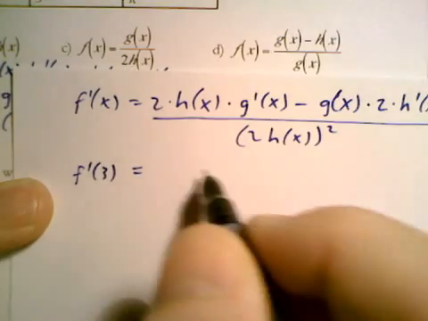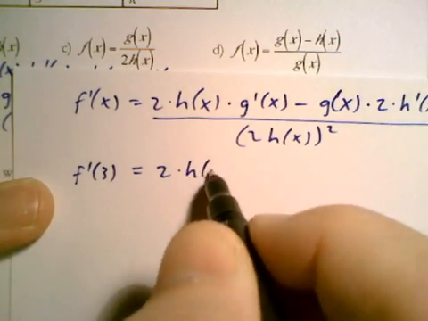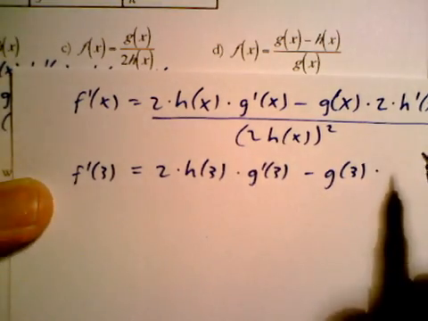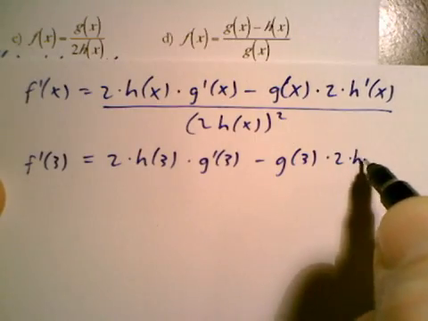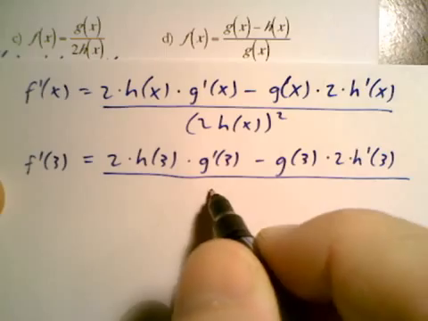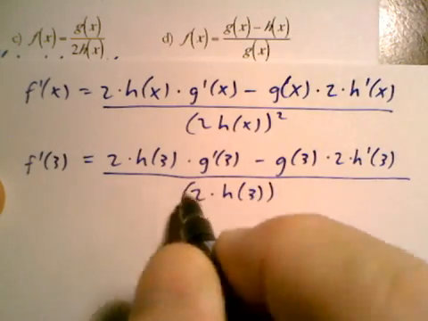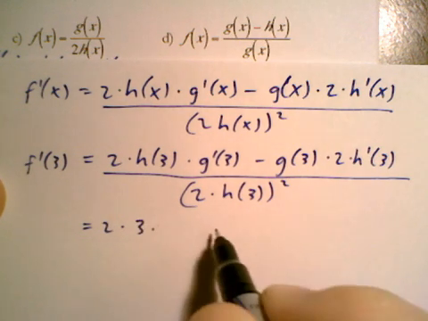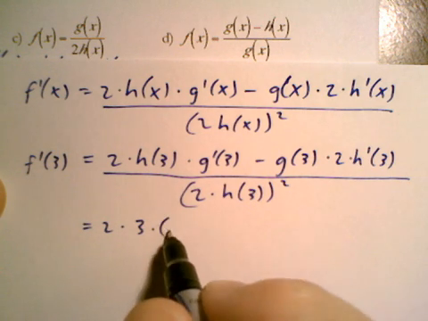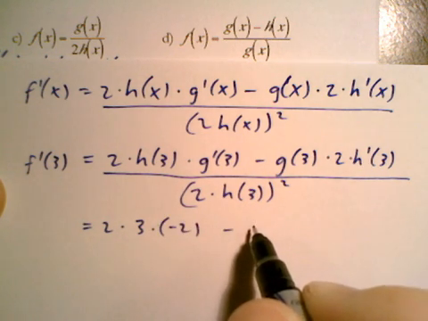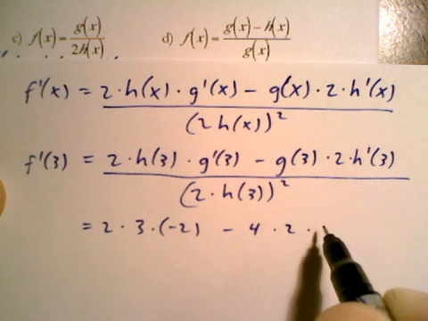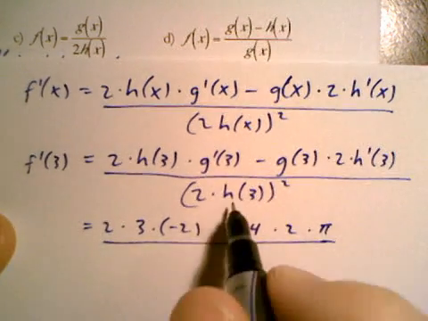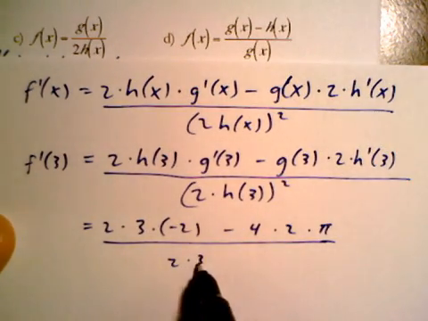Therefore, f prime of 3, let's go ahead and just plug it in. 2 times h of 3 times g prime of 3 minus g of 3 times 2 times h prime at 3 all over 2 times h of 3 squared. And again, from the chart, h of 3 is 3, g prime of 3 is -2, g of 3 is 4, times the 2 times h prime of 3, which is pi. That's easy once you write it all out. And then we have 2 times h of 3, which is 3, and we're going to square that.